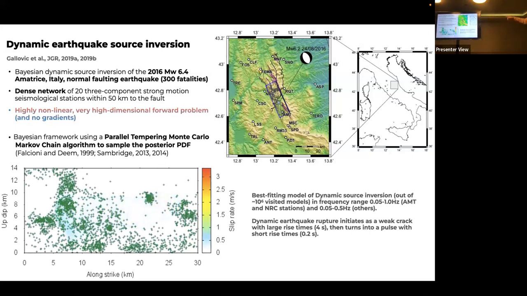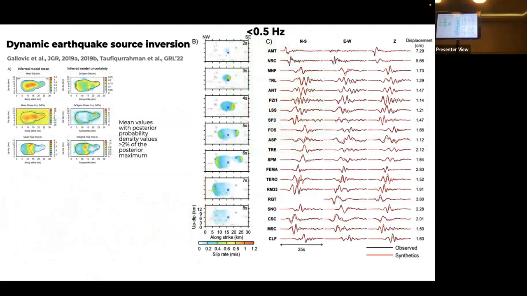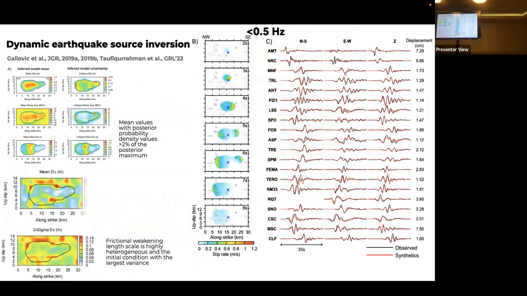It's already interesting. We see dynamic rupture initiating as a weak crack with large rise times, then turns into a pulse with short rise times and other things. But we're really interested in enhancing this to higher frequencies as well. One of the advantages of using a Bayesian framework is that we also get uncertainty. So this is, for example, the inferred probable mean of slip, stress drop, rise time, and the posterior probability density values. We also get quite a nice match with the observed stations.